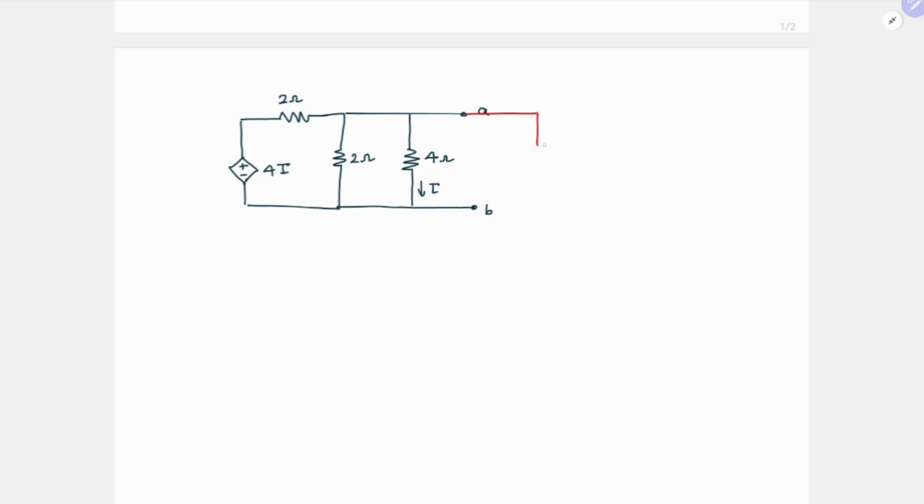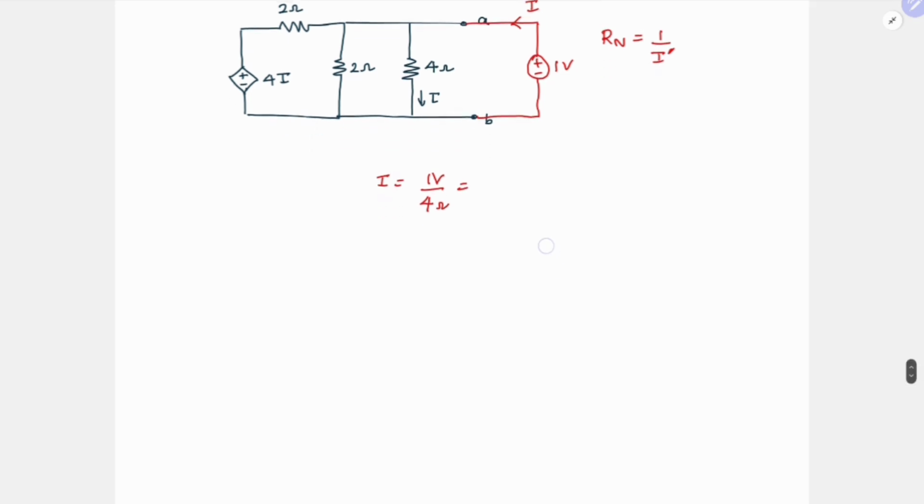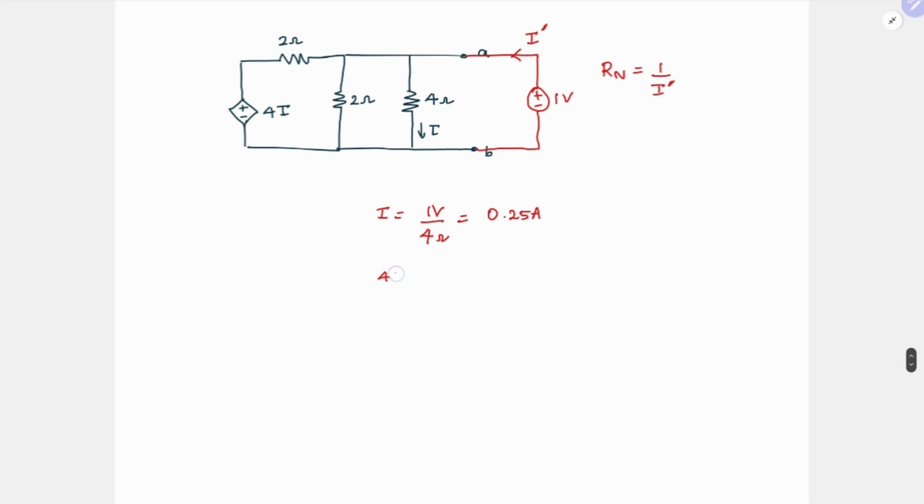So for that, we can connect a current source or voltage source. But here if you see, if you connect a voltage source, it will be easier for your analysis because you will directly get your I, right? So plus minus, I'm connecting 1 volt, and depending on this current I, my R Norton will be equal to 1 over I, right? 1 volt by I. So again, this is given as I here, so I'm taking this as I bar. So I, what is the value here? It is 1 volt by 4 ohms, which is equal to 0.25 ampere.